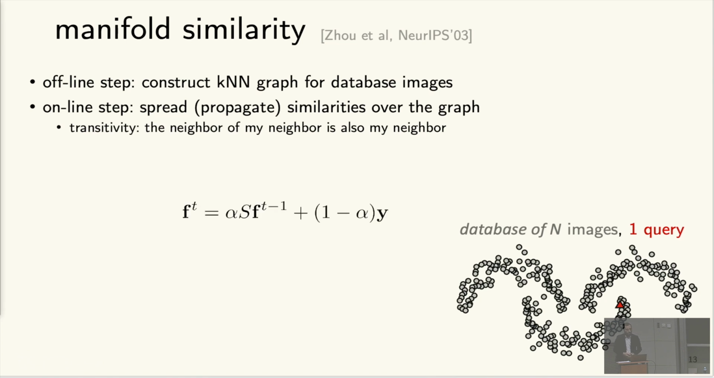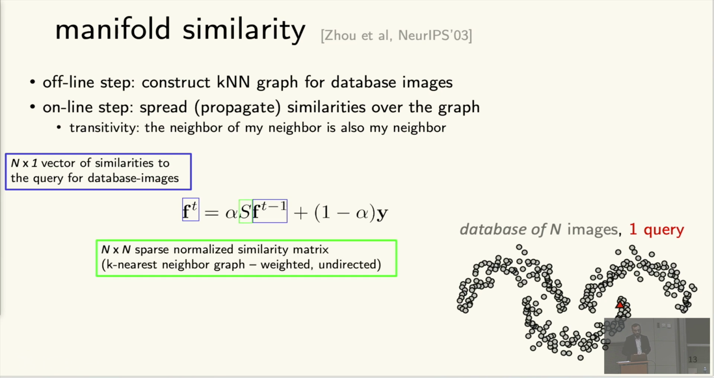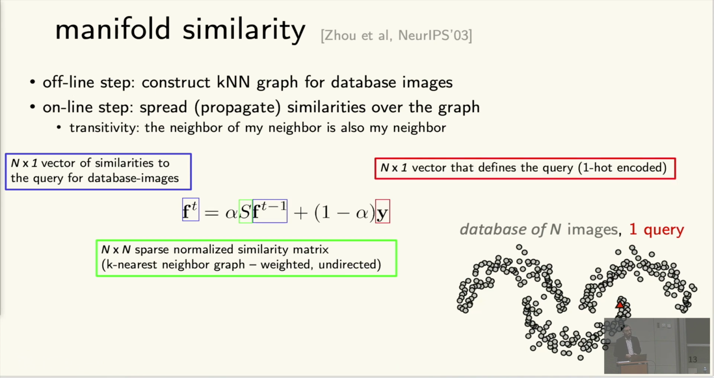And here is an iterative solution to obtain such similarity. This vector f here is an n-dimensional vector that consists of the similarities between the query and every image in the database. Then we have a sparse similarity matrix that essentially represents the graph. With multiplication between this and the similarity vectors, we perform the spreading. For every single query, we have a different vector. The query is considered part of the graph, and this is the vector that represents it. And finally, a hyperparameter defines the amount of spreading that is performed over the graph.